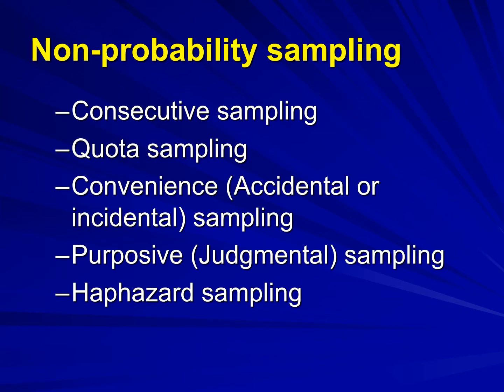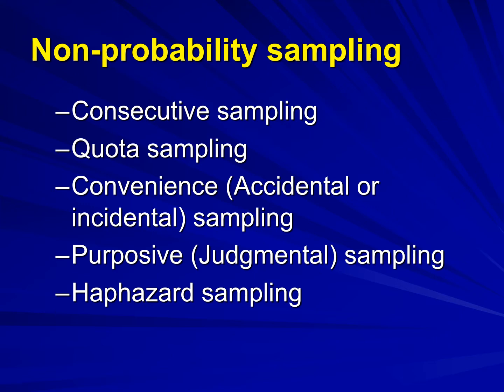First type is non-probability or non-random sampling method, and second type is probability sampling methods. Let's understand the first type of sampling, that is non-probability sampling or non-random sampling. These are the given types of non-probability sampling: consecutive sampling, quota sampling, convenience or accidental or incidental sampling, purposive or judgmental sampling, and last, haphazard sampling.